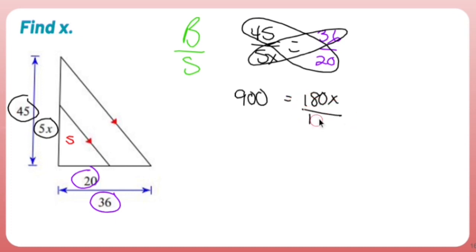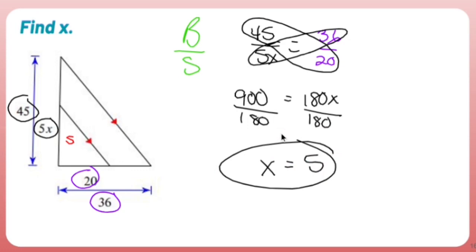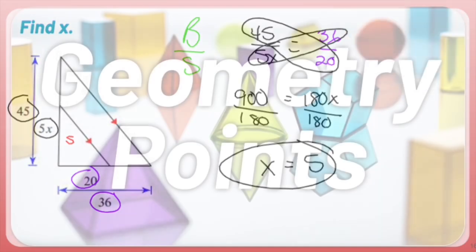Divide both sides by 180, and x equals 5. So this is not too different from regular old find the missing side of similar triangles problems that we've done before. It just gives you information about parallel lines, and parallel lines mean you can do some special stuff with it. But that's it. We're done.